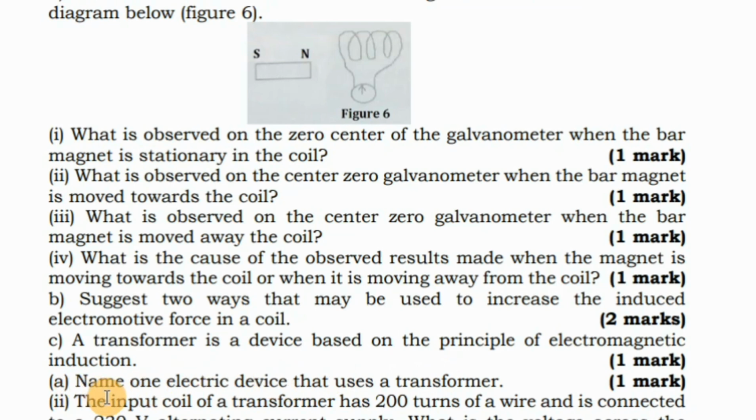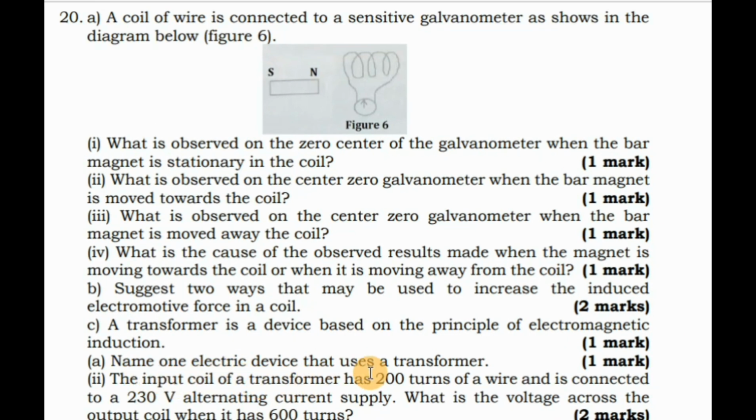The next question. The input coil of a transformer has 200 turns of wire and is connected to a 230 volt alternating current supply. What is the voltage across the output coil when it has the given turns? We have the input number of turns, N1, the input voltage, and we are asked to calculate the output voltage. You have the number of turns, N2. Simple. We have to use the equation of the transformer.